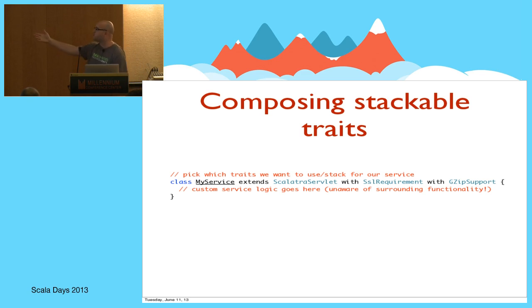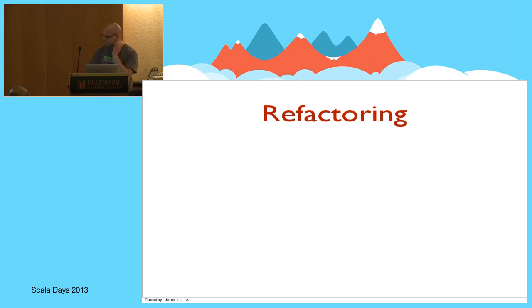So when I write my own service, I extend a base type, Scalatra servlet, and then I just list which traits I want to be stacked onto me, essentially. If I need SSL, I do that. If I need gzip, I extend the gzip support trait. And the cool thing is that my business logic is totally unaware of the logic that the traits are injecting into me.